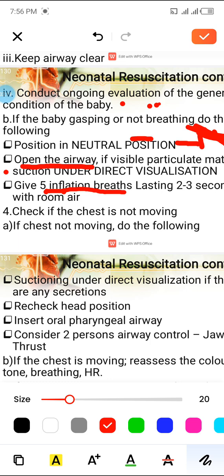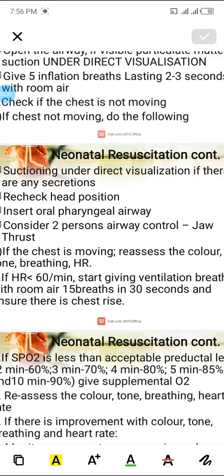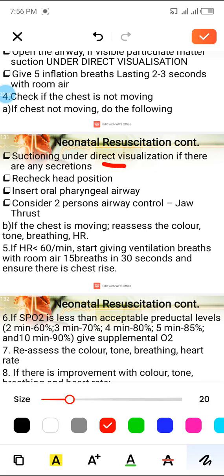Then you go to the assessment where you check the chest for movement, and also check if the baby is breathing. If the chest is not moving, do the following. If there are secretions, you need to suction them. Then recheck the head position, because you need to promote a patent airway.